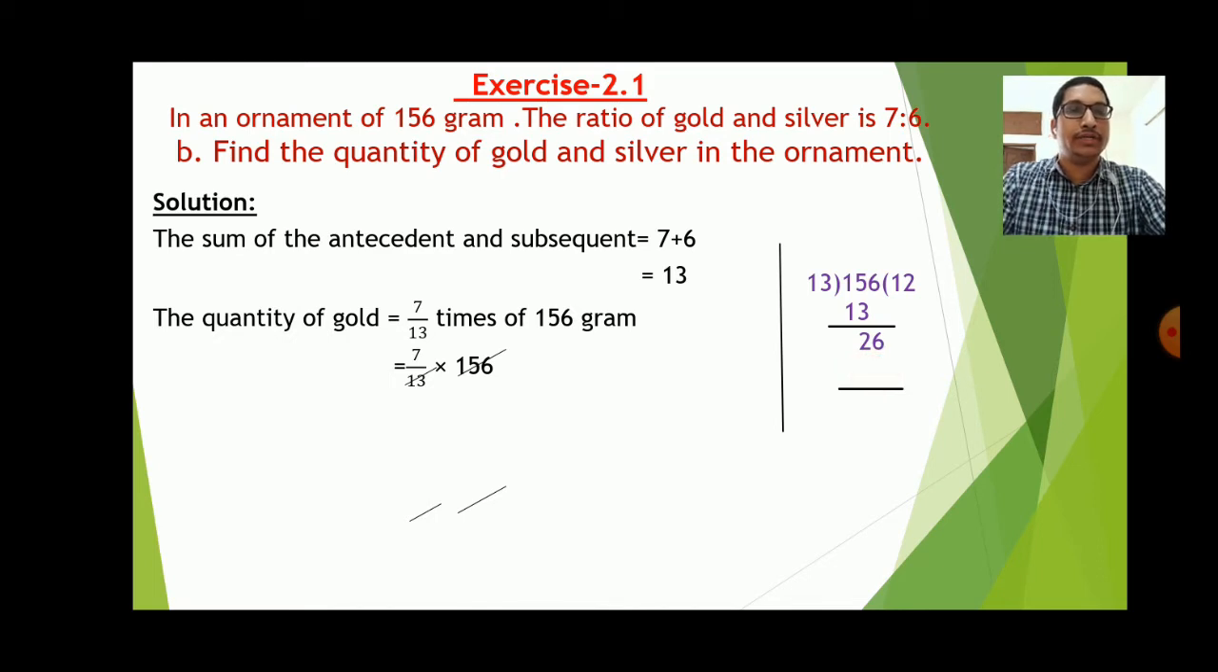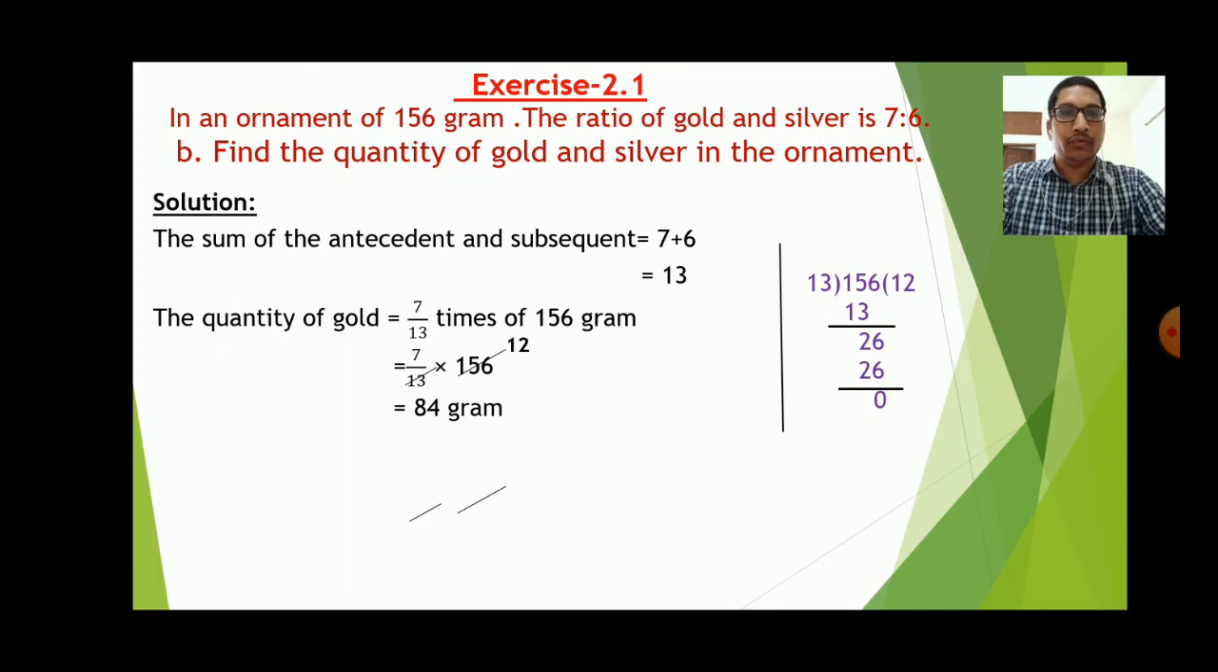Now how many times can we take 13 in 26? Definitely 2 times. If we take 2 times, then it will be 26. If we subtract, then it will be 0. There is no remainder. That means if we divide 156 by 13, our answer will be 12. Now we will multiply 7 and 12. If we multiply 7 and 12, then it will be 84 gram. So we have got the quantity of gold, 84 gram.